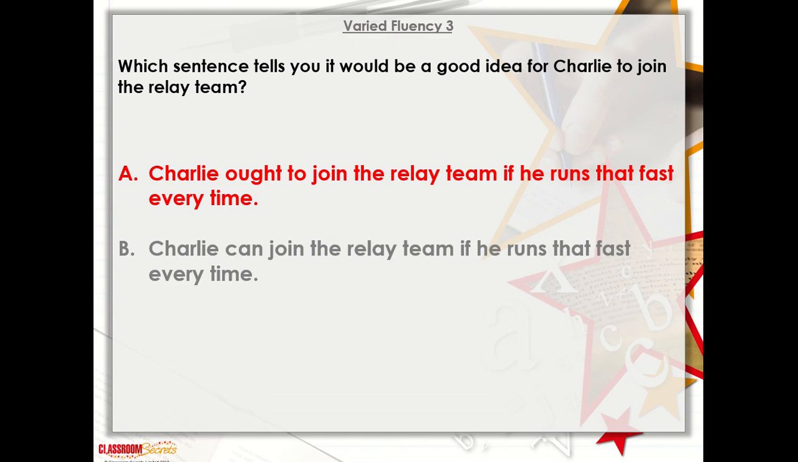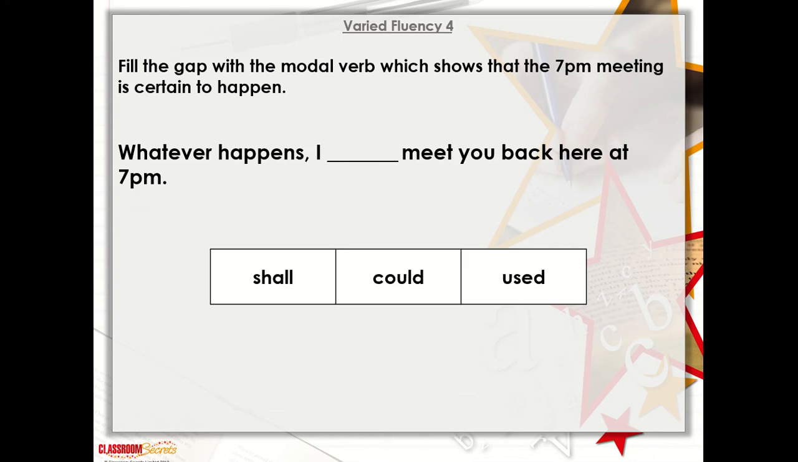So if you should do something, another way of saying that is you ought to do it. So as should is modal, then so is ought. Let's look at the next one.